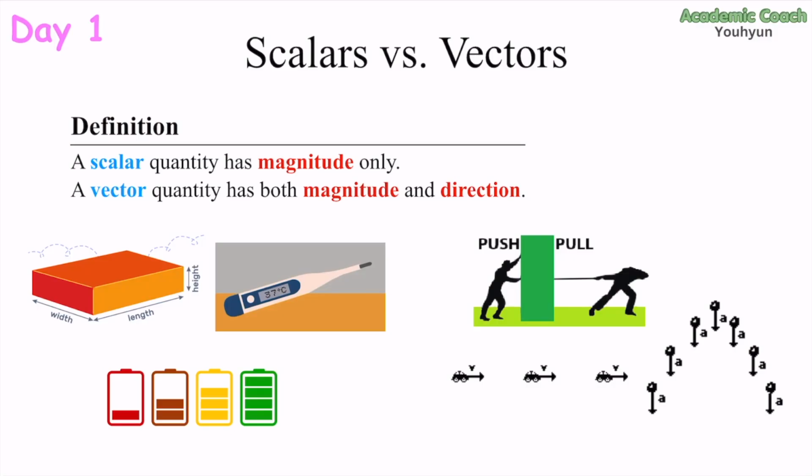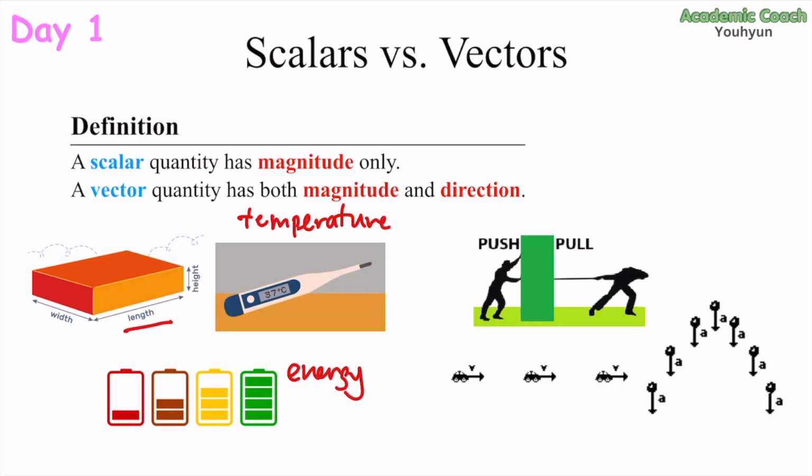So temperature, and length, width, height, and energy. All of these are considered magnitude. On the other hand, some of the physics quantities come with direction too.